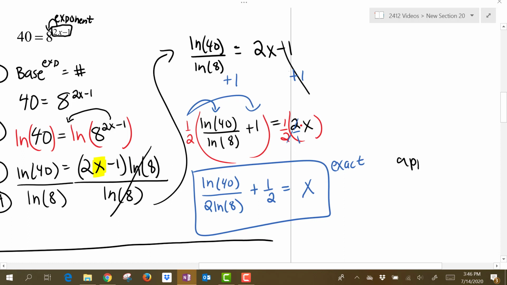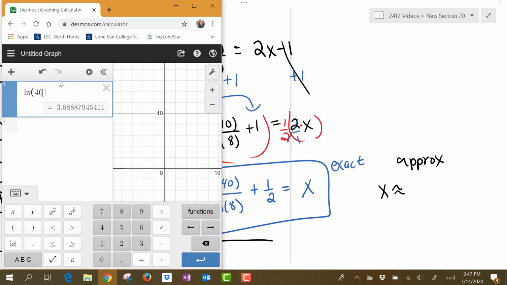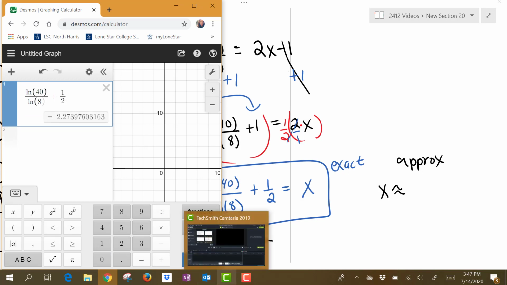Right, we'd also like to find an approximation to the nearest 3 decimal places. So for that, I'm going to go to Desmos. All right, so we have the natural log of 40 divided by the natural log of 8. Make sure you come outside of that fraction and do the plus 1/2. So our approximation turns out to be about 2.274 when I round to the nearest 3 decimal places.